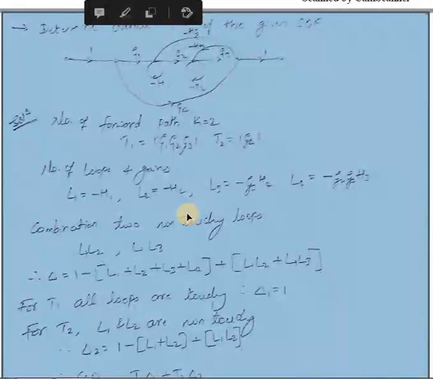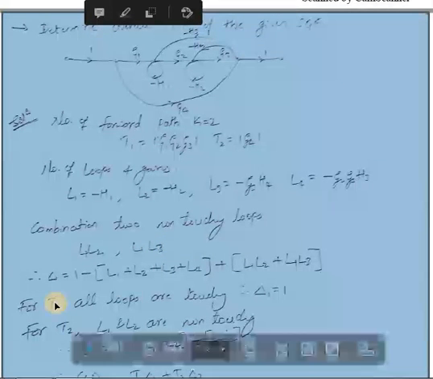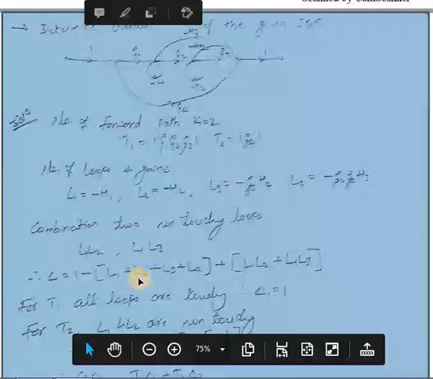So now you need to find the combinations of two non-touching loops. L1 and L2 are the self loops and they are not sharing any common node, so L1 into L2. And L1 is here, your L3 is here, so you can take that combination also as a non-touching loop. Then delta equals 1 minus (L1 plus L2 plus L3 plus L4) plus the summation of L1 into L2 plus L1 into L3.